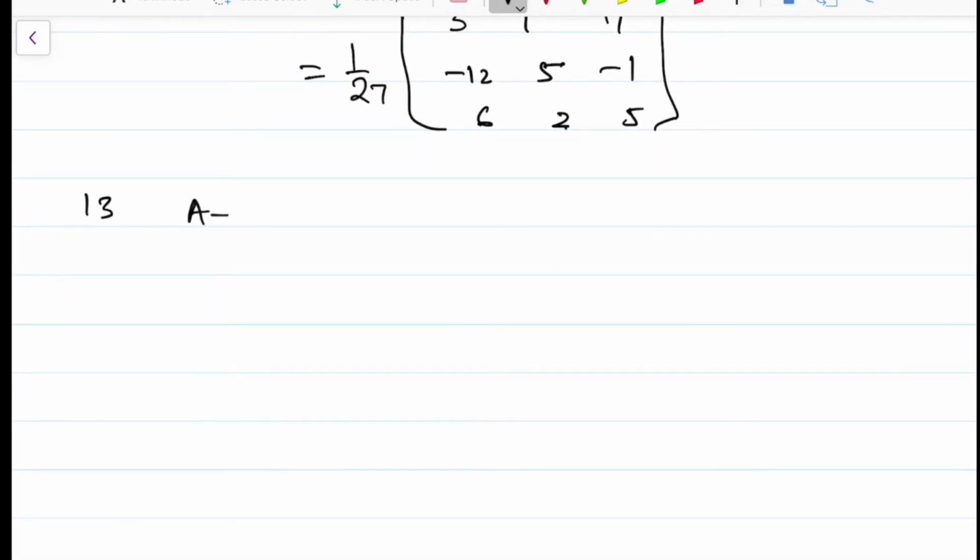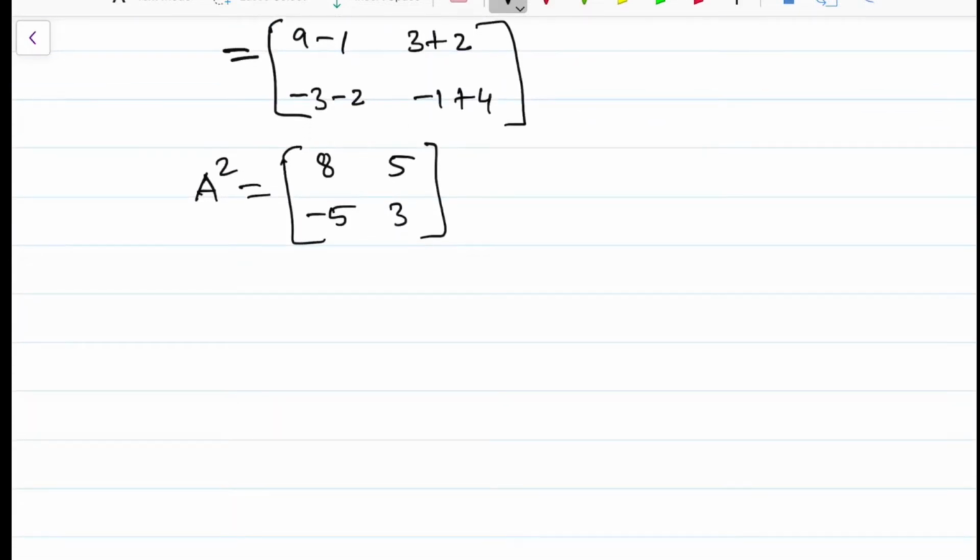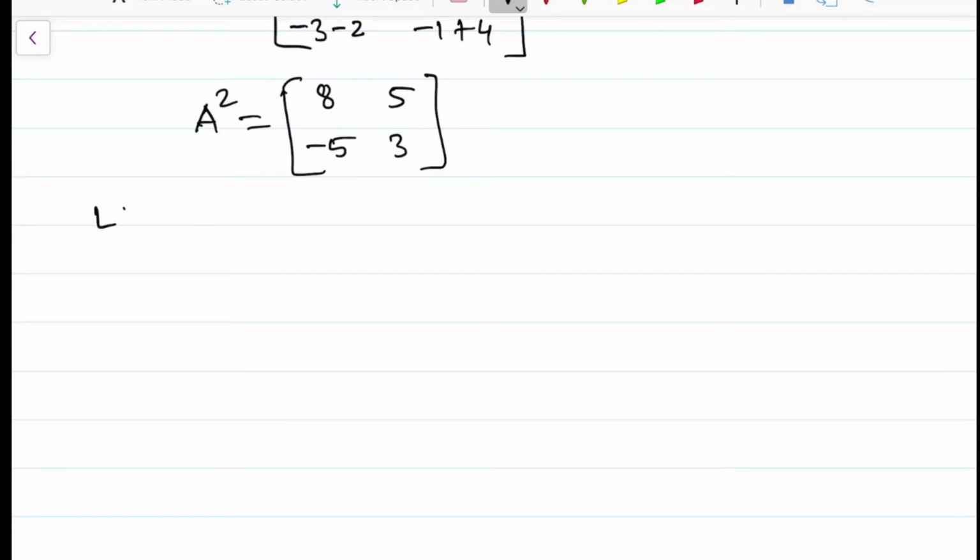Now the next question. If A is equal to [3, 1; -1, 2], then show that A square minus 5A plus 7I equals 0, where I is the identity matrix of the same order as A. So let us find A square first. This is the value of A square: [8, 5; -5, 3].